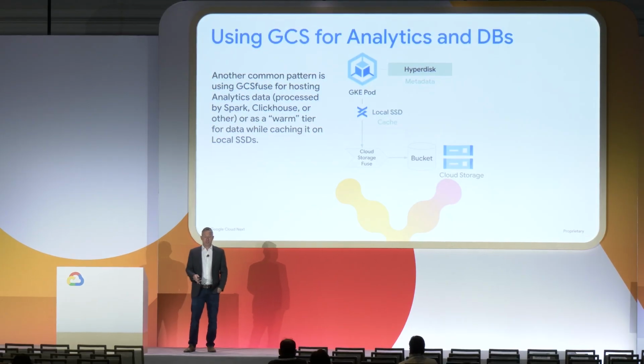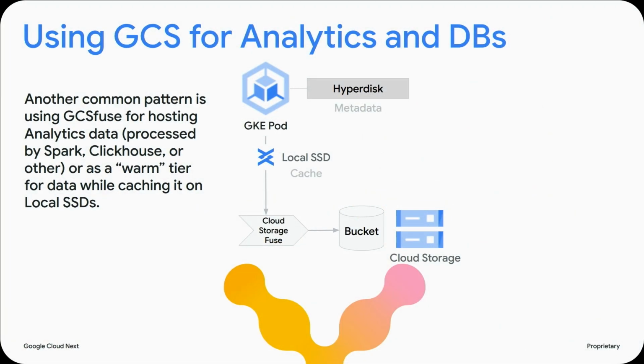Another pattern we typically see is with GCS for analytics and databases. Customers still choose Hyperdisk for storing metadata and use local SSD as a caching layer, but their long-term storage and persistence layer is at GCS. Here to talk more about these types of solutions is Vinay from ClickHouse.